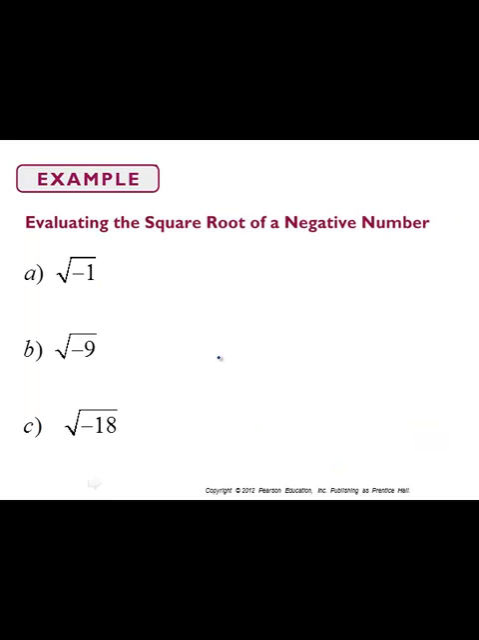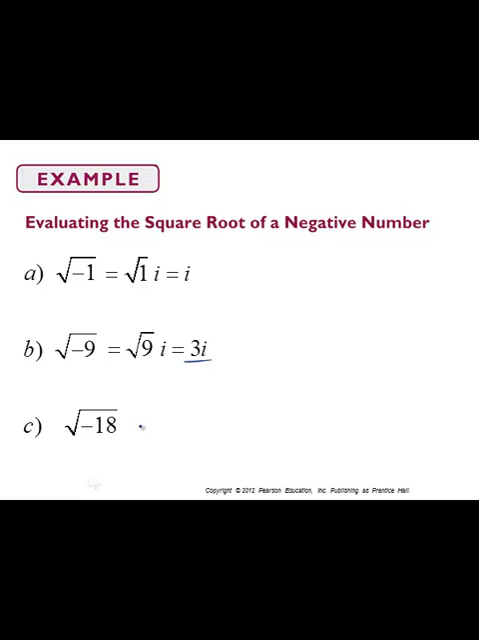So what is the square root of negative 1? It's i. What's the square root of negative 9? Well, you could write negative 9 as negative 1 times 9, but the square root of negative 1 is i, and the square root of 9 is 3. So the result is 3i.